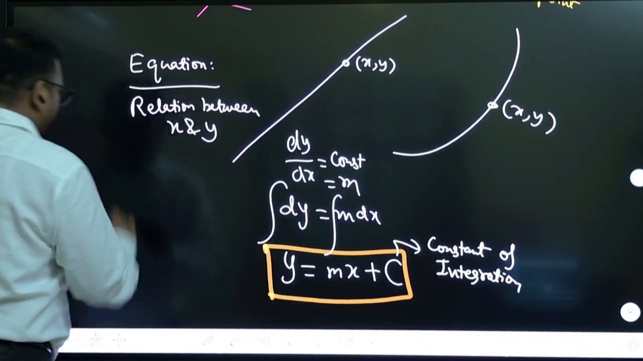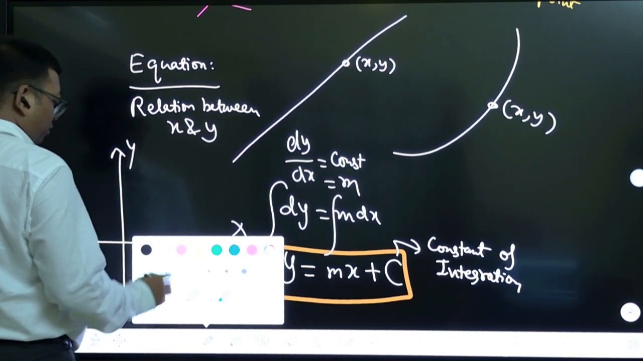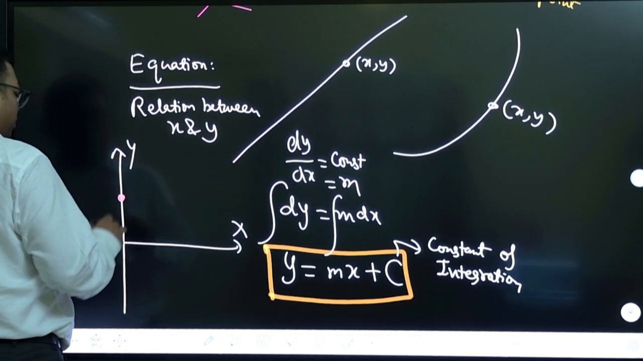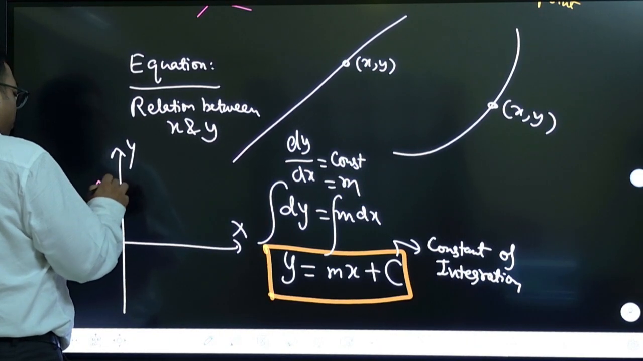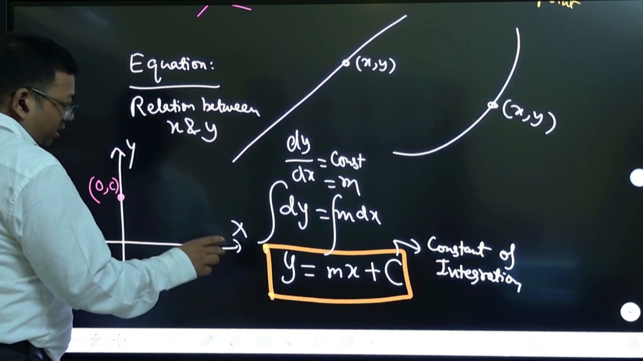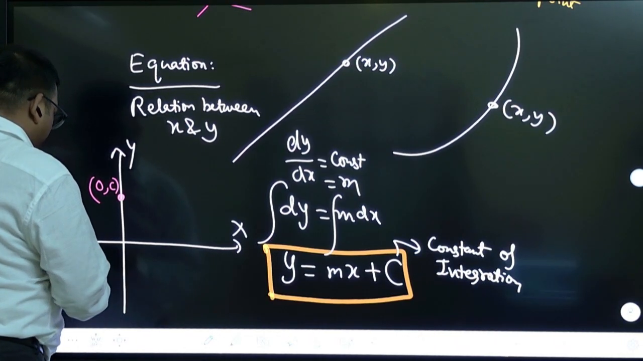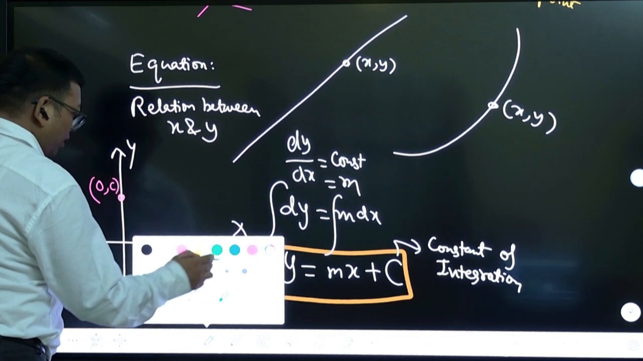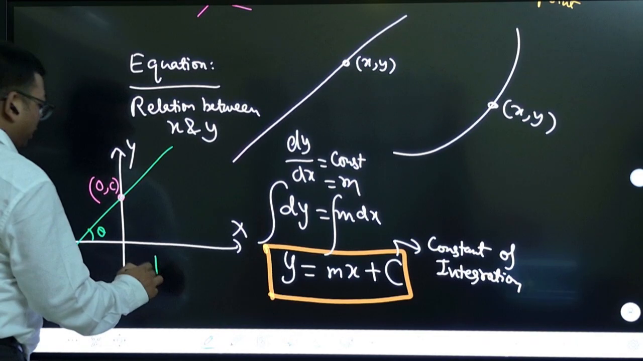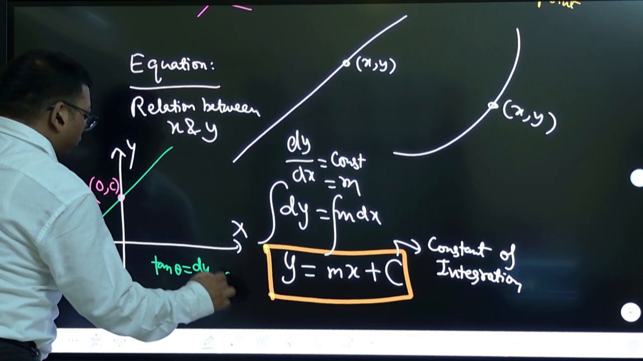Now if I plot this equation on the xy graph, if I put x equal to 0, then y becomes c. And if I put y equal to 0, then x becomes minus c by m. So the straight line goes like this, and this theta, tan theta, is dy by dx, which is the slope m.